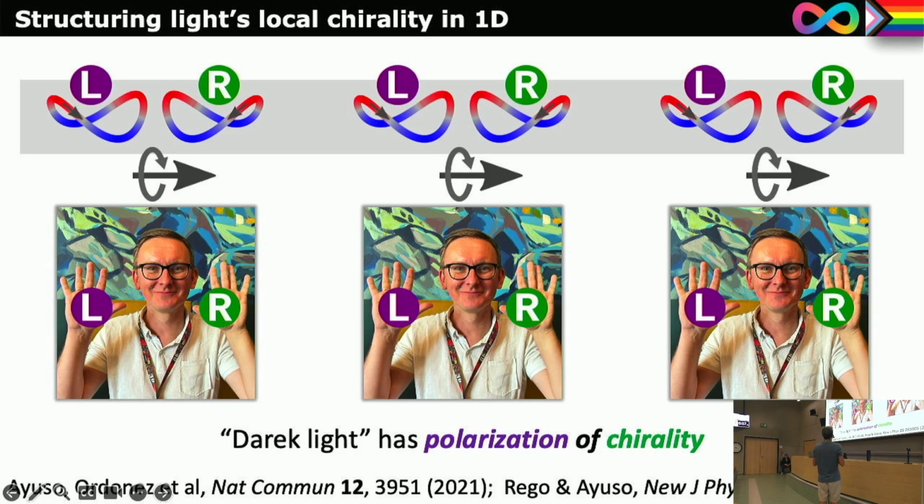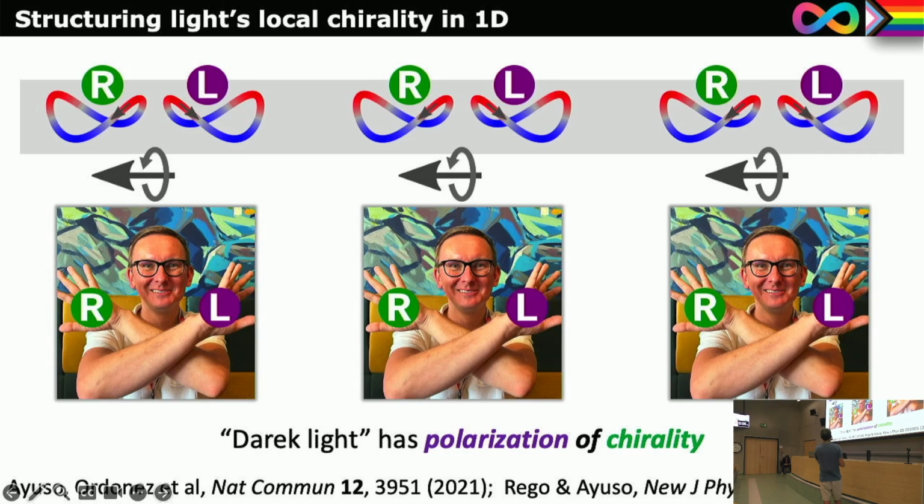And we say that these fields have polarization of chirality, in analogy with a polarization of charge. So you can have a dipole of electric charge by having a negative charge and a positive charge. Here you have left-handed field and right-handed field. And you can define a chirality pseudo-vector, a polarization of chirality pseudo-vector. So this is a dipole of chirality. And you can have a field that is left-handed and right-handed, and the pseudo-vector points like that. Or you can also have the opposite situation.